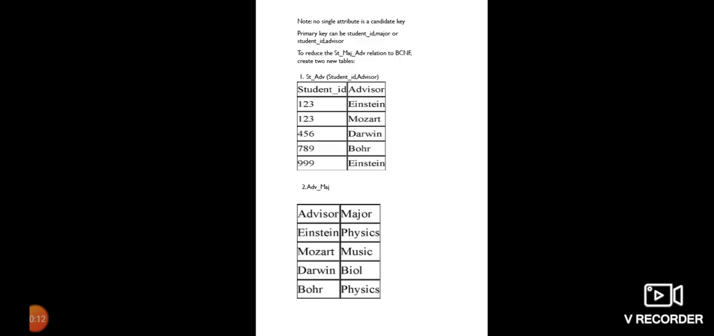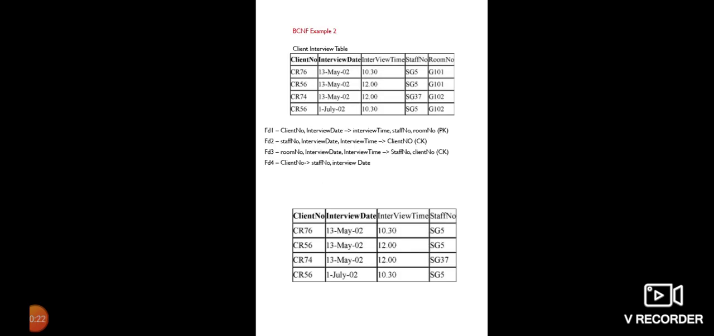You're going to reduce the relation based on BCNF so that no single value attribute is a candidate key here in BCNF. Okay, and then there are functional dependency 1, functional dependency 2, functional dependency 3, and functional dependency 4. In functional dependency 1, client number, interview date, and room number form the primary key. In functional dependency 2, client number is the composite key, and in functional dependency 3, staff number and client number is the composite key, and in functional dependency 4, you'll not have any key here. That is a table that you have created.